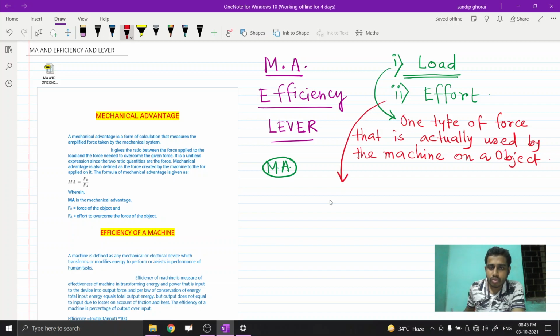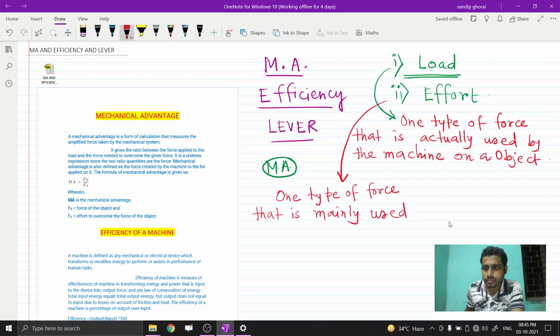It is also one type of force that is mainly used on a machine.